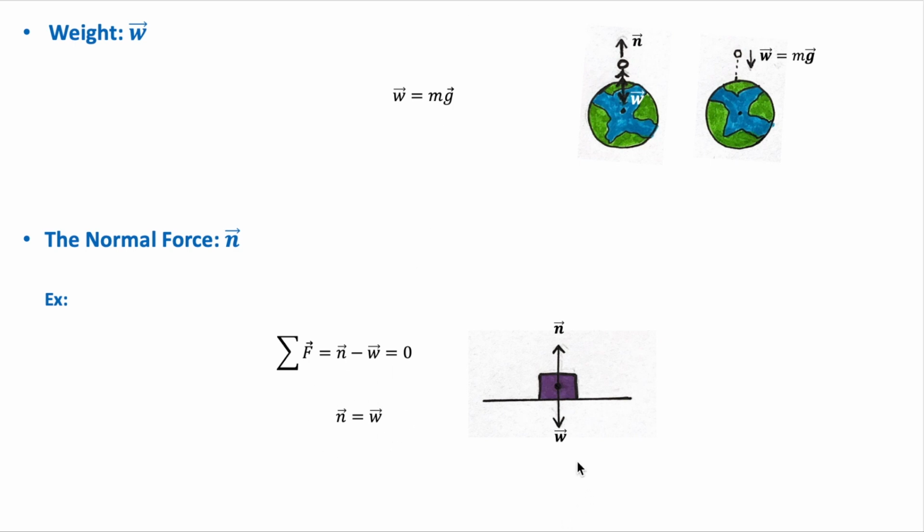I'd note here that the weight and the normal force are not an action-reaction pair, because action and reaction forces always act on different objects, so they can't cancel each other out. You see here that the weight is canceled by the normal force. The reaction to the weight is the force that the block exerts on the Earth, and the reaction to the normal force N is the force exerted by the block on the surface.